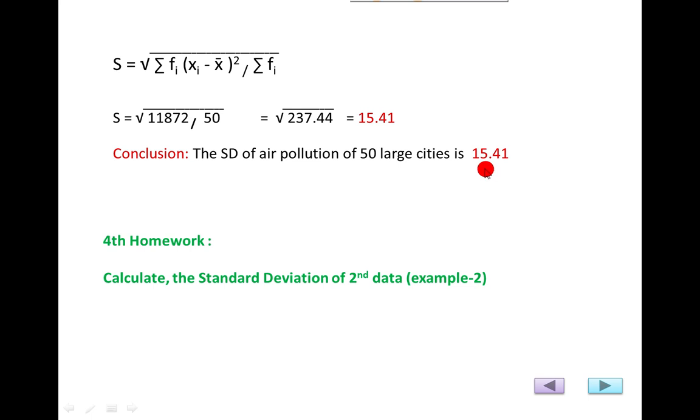Okay, now for homework, this is the fourth homework. Calculate the standard deviation of the second data, or example number 2. Next time we will start a new topic.